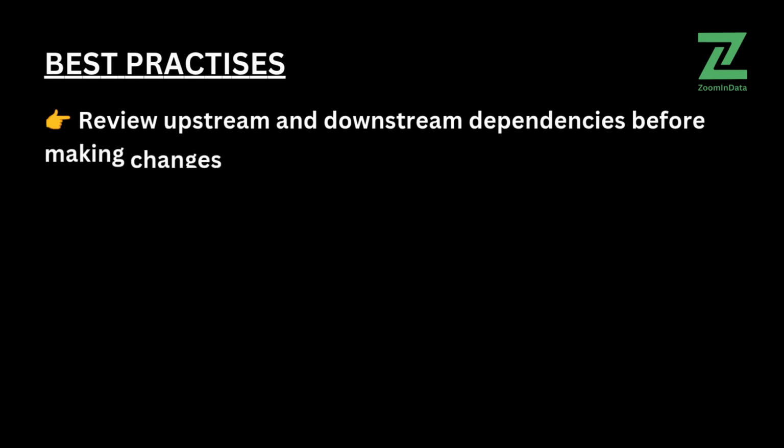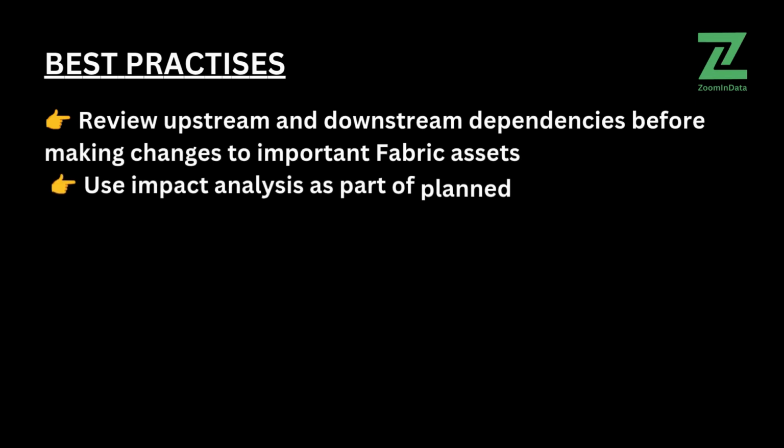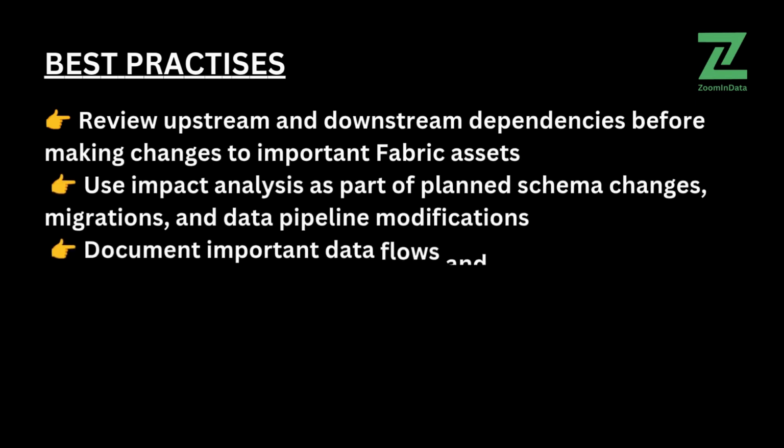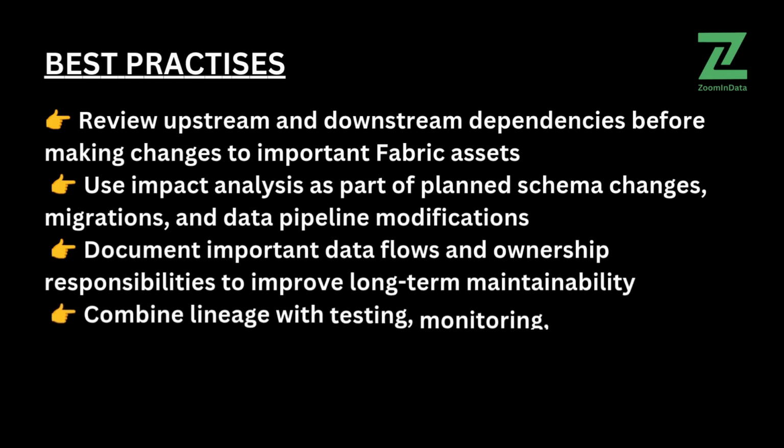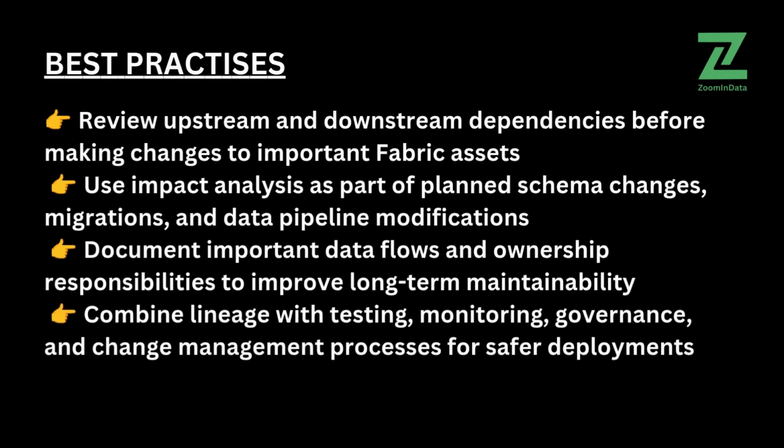Review upstream and downstream dependencies before making changes to important Fabric assets. Use impact analysis as part of planned schema changes, migrations, and data pipeline modifications. Document important data flows and ownership responsibilities to improve long-term maintainability. Combine lineage with testing, monitoring, governance, and change management processes for safer deployments.